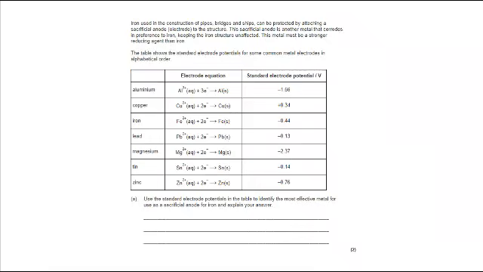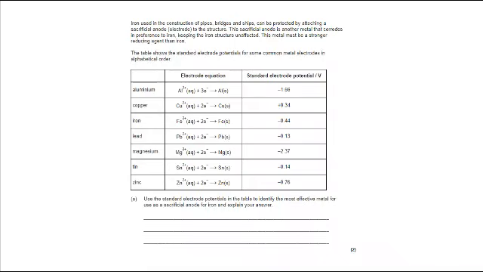So, iron used in the construction of pipes, bridges and ships can be protected by attaching a sacrificial anode to the structure. The sacrificial anode is another metal that corrodes in preference to iron, keeping the iron structure unaffected. The metal has got to be a stronger reducing agent than iron. In old terms, you're thinking about it being more reactive, and that's where you first came across sacrificial protection, higher in the reactivity series. But we're going to use this data to help us to understand this.